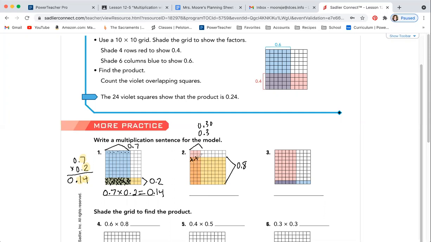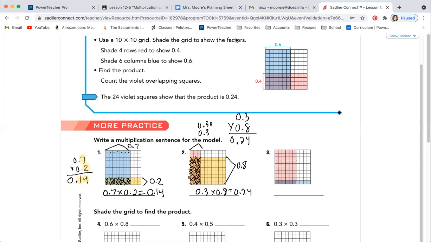Here's my overlap. 1, 2, 3, 4, 5, 6, 7, 8, 9, 10, 11, 12, 13, 14, 15, 17, 18, 19, 20, 21, 22, 23, 24. 24 what? 24 out of 100. And this is how we write it, 24 hundredths. Check it procedurally where you have some space. 3 times 8 is 24. How many decimal zones? 2. So does it check out? Yes, it does. Okay, scoot down to number 4.